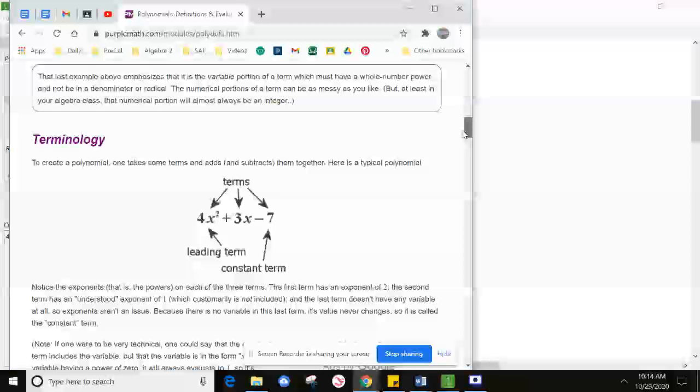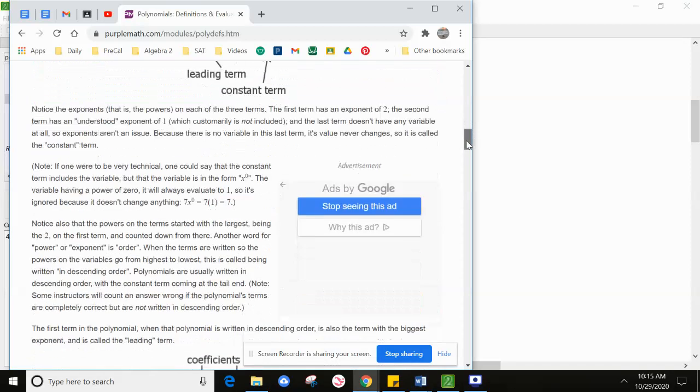Some things we need to learn about for polynomials: what is a term? An example of a term would be 4x squared. We've got a number and a variable. That's an example of a term. And then 3x is also a term. 7 is considered a term as well, even though it doesn't have a variable. We call it the constant.